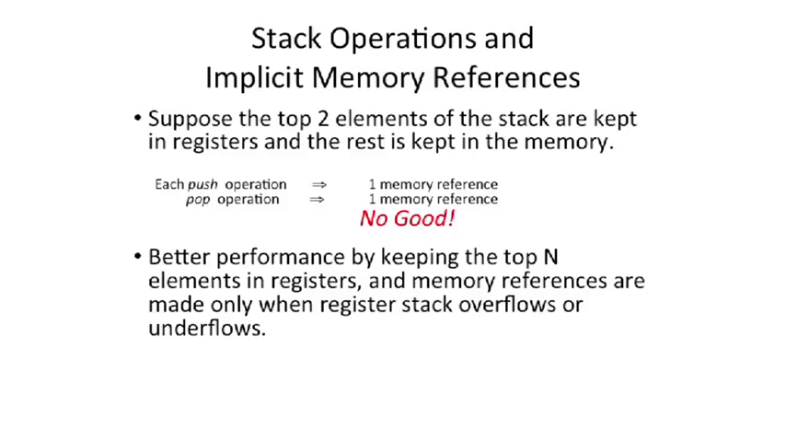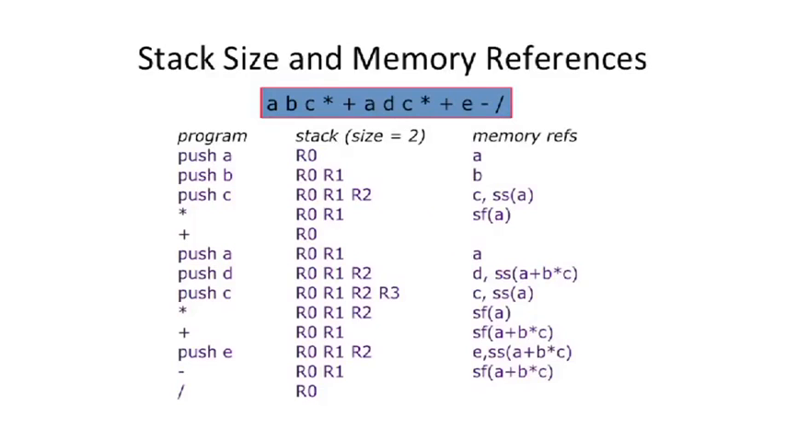So instead of having to do a memory reference basically every single time you do a push or a pop, you do it only when the stack depth gets too large that you can't fit everything on your stack. Let's walk through a brief example here. We have the same expression calculation that we were doing before. You can see we can do push, push, push, multiply, add, push, push, push, multiply, add, push E, subtract, and then do all the divides at the end.